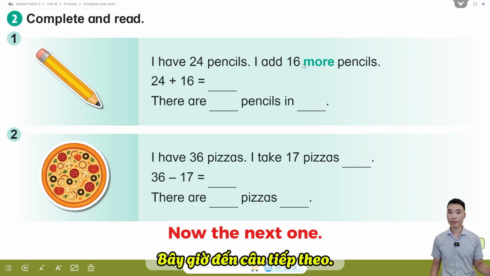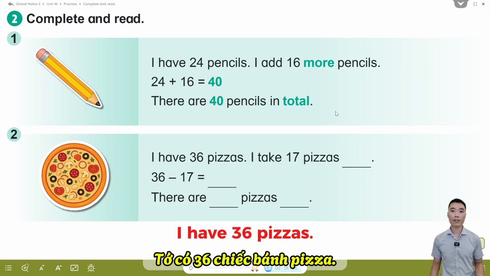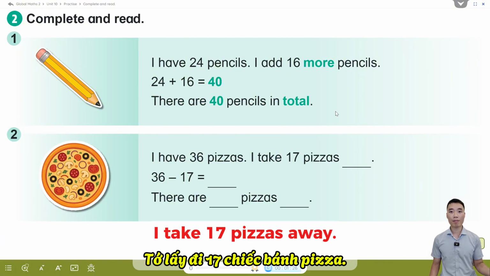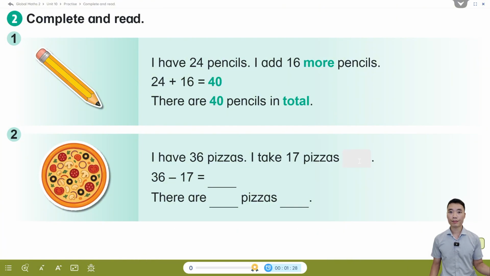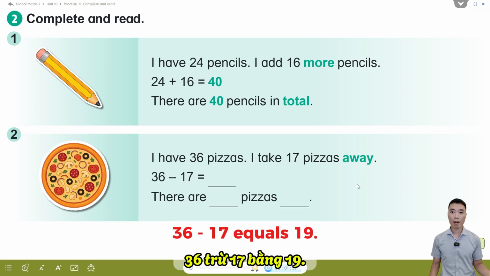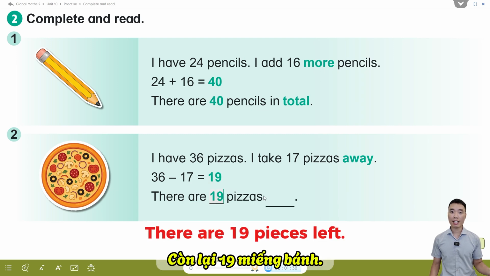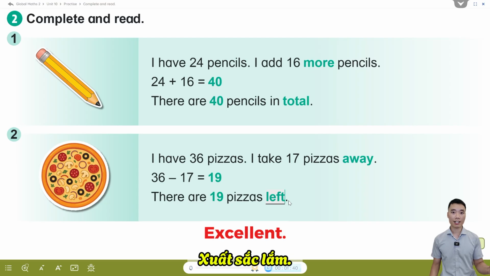Now the next one. I have 36 pizzas. I take 17 pizzas away. 36 minus 17 equals 19. There are 19 pizzas left. Excellent.